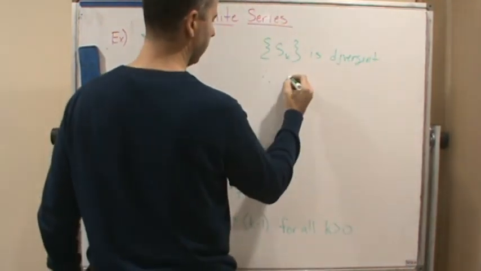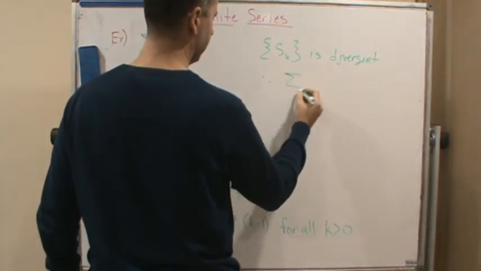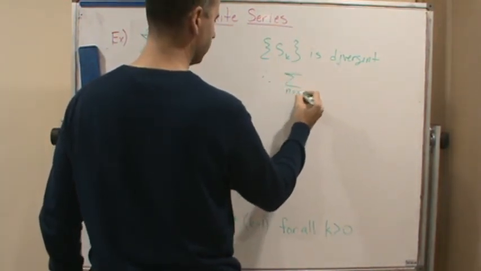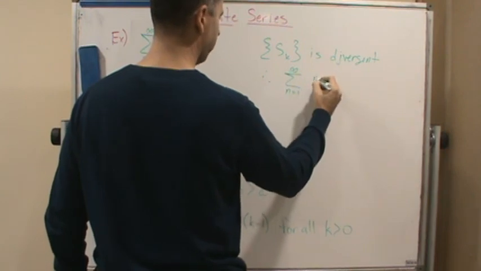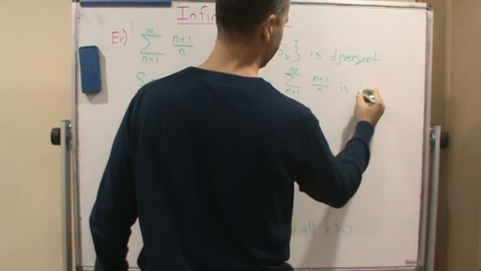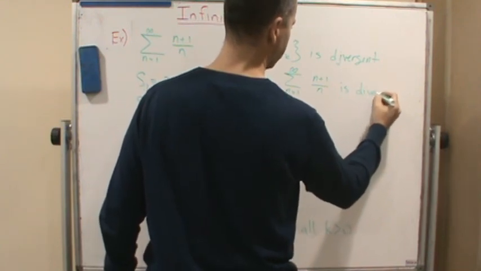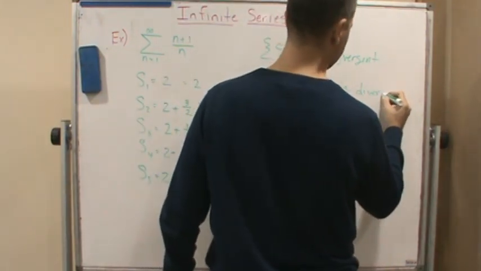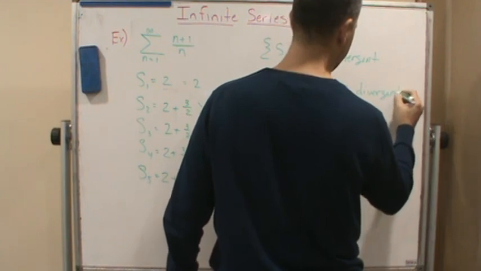And therefore, the series n equals 1 to infinity of n plus 1 over n is divergent. Or diverges.